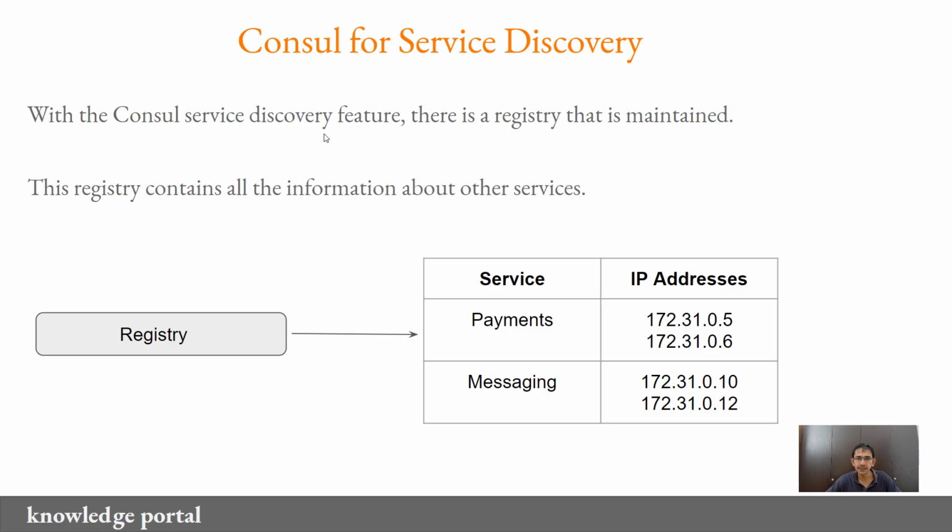So with Consul service discovery feature, there is a registry that is maintained, and that registry contains all the information about the services that are being used within the organization. So let's say that you have a registry. Let's assume that this is a Consul registry, and this registry is maintaining the service name. In this case, there are two services, payments and messaging, and it is also maintaining the IP address of each service here. So there are certain advantages that this type of architecture provides.